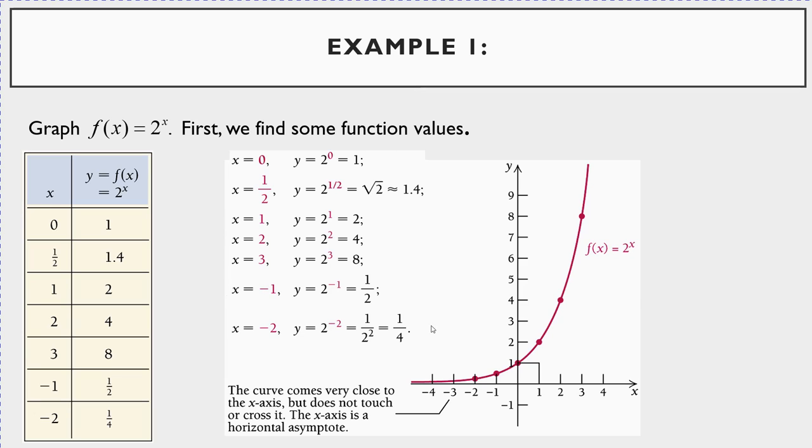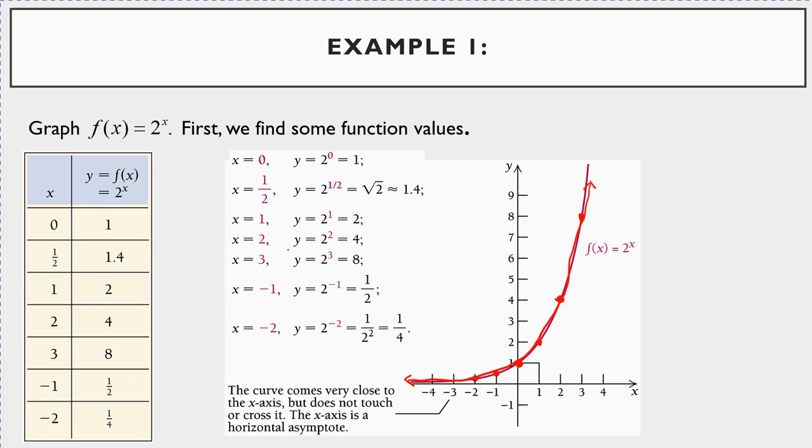So the point (0, 1), (1, 2), (2, 4), and (3, 8). When I plug 3 into this, it becomes 2 to the 3rd power, which is 8, and so on. When you plug in -1, you get 1/2, and so on. You can use these test points to show what the graph of this function would look like. I'm going to leave this in the notes here, and you can look over this in more detail.